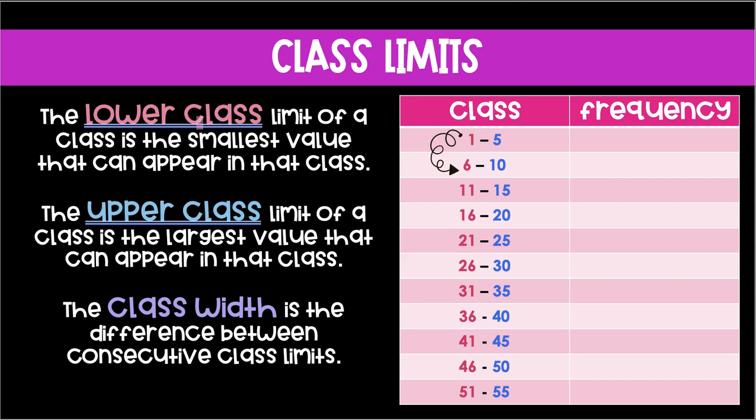Here's a few definitions. The lower class limit of a class value is the smallest value that can appear in that class. So if I have a value that is 1, that's the smallest value that can be in this class. 0 is not part of this list. I'm assuming we chose not to put 0 because we don't have any values that go as low as 0. The upper class limit is the largest value that can appear in that class. And the class width is the difference between the consecutive class limits.